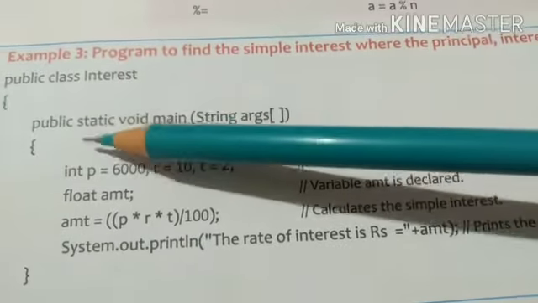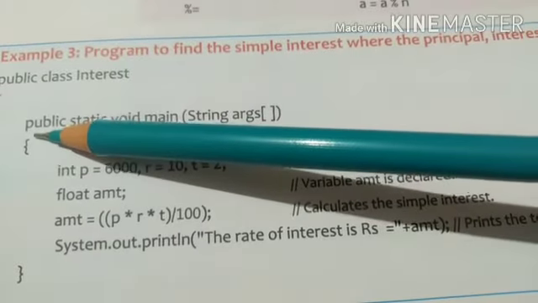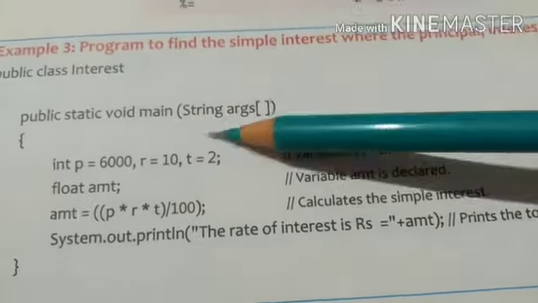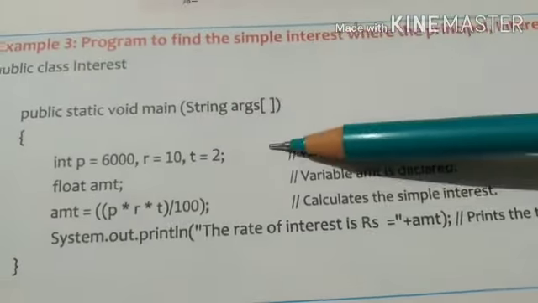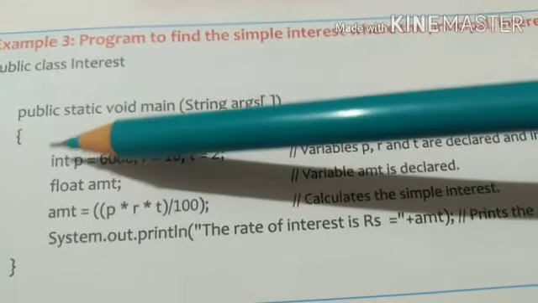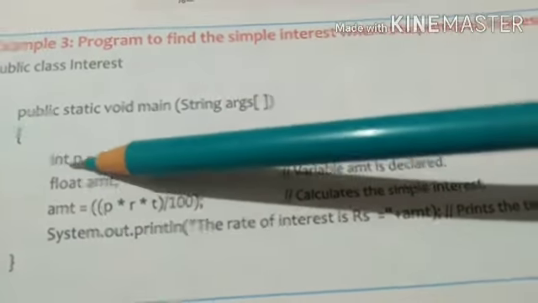Then the curly bracket starts. Again with small letters, public static void main, but String is with a capital S, String args, and then the bracket. Here again we will have a curly bracket.